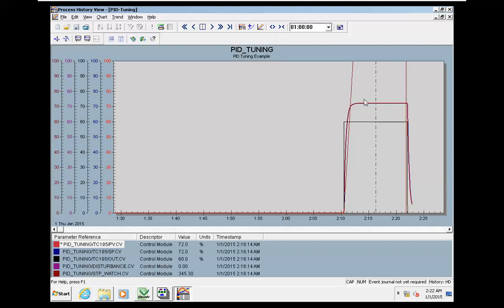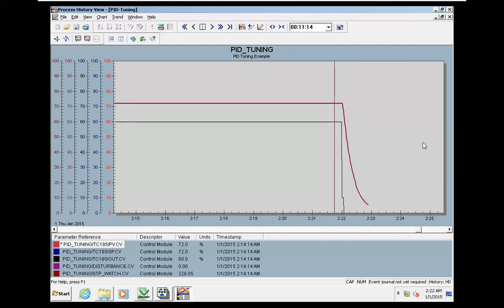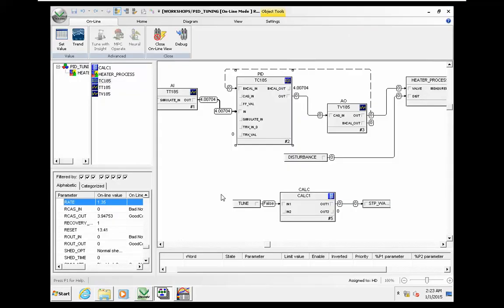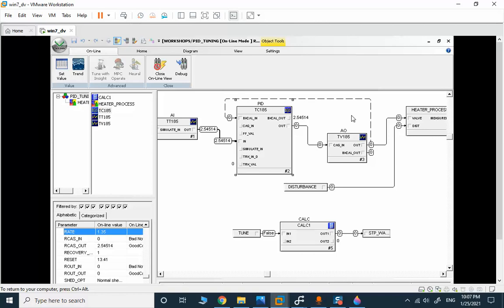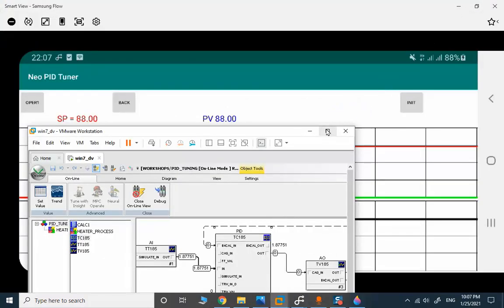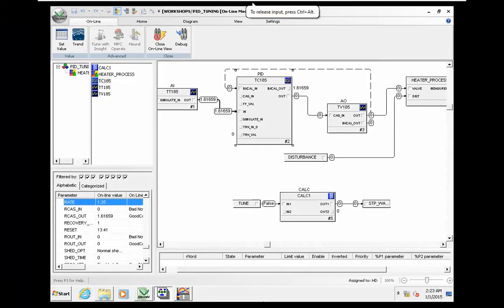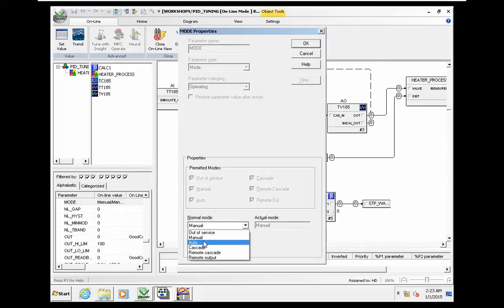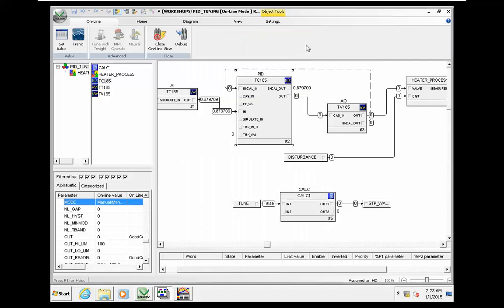We need to wait until reaching the steady state, and after that all parameters are okay. We need to wait to reach 0 and apply the step change. So now we are getting close to 0. First I need to change the mode to automatic, because the parameters should be tested in automatic mode.